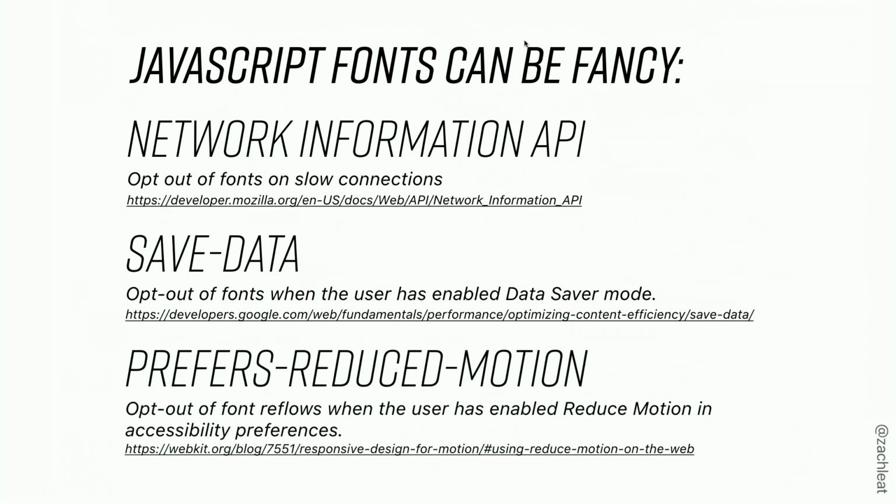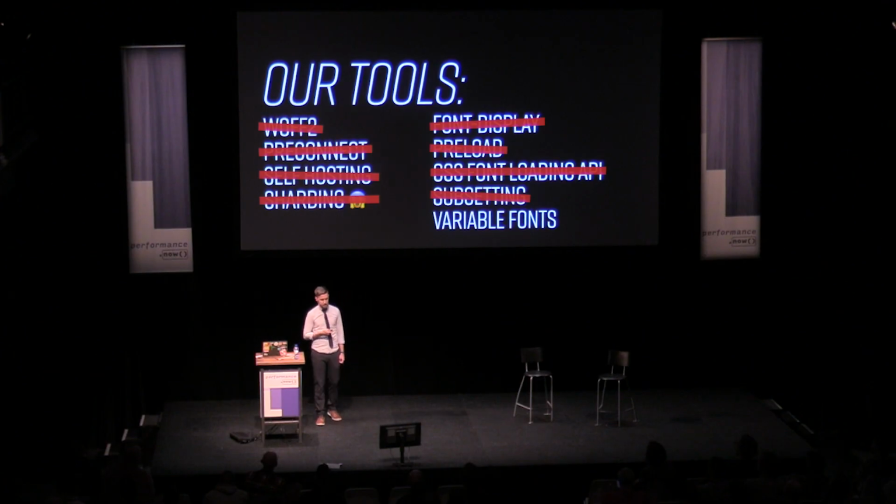And we can use prefers-reduced-motion to opt out of font reflows altogether. So if the user has enabled reduced motion in their accessibility preferences, we can opt out of the second stage web fonts altogether, so the user won't see any reflows. So that is super powerful and amazing.